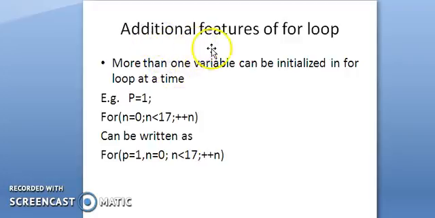The for loop has more additional features. Which are those? More than one variable can be initialized in a for loop at a time. Like in this example, p = 1 is initialized. Inside the for loop, n is initialized to 0, n <= 17, n = n + 1. The same statement can be written with the initialization p = 1 inside the for loop, like for (p = 1, n = 0; n < 17; and then the increment.